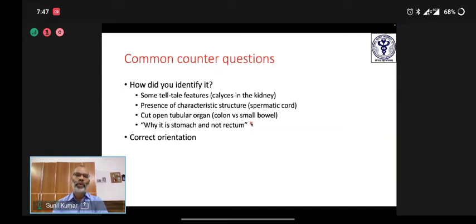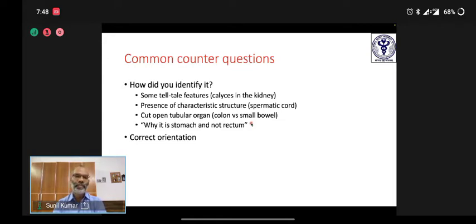Then there are common counter questions. How did you identify that? You have to then come up with some telltale features of that organ. If there are calyces, it's going to be kidney. If there is rugosity, it's going to be either stomach, or it may be possible also in sigmoid colon. But then there are going to be taeniae, so that will differentiate whether this is a stomach or a colon specimen.